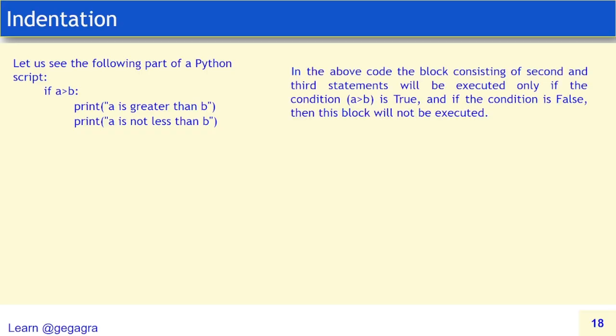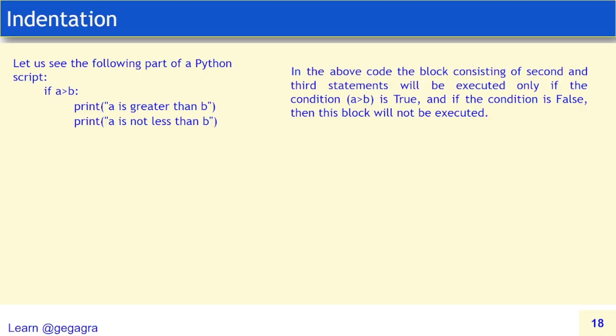Correct? So in this code, the block consisting of the second and third statements will be executed only if the condition A greater than B is true. And if the condition is false, then this block will not be executed. Suppose A is 5 and B is 2. Obviously A is greater than B, and hence A is greater than B is printed.